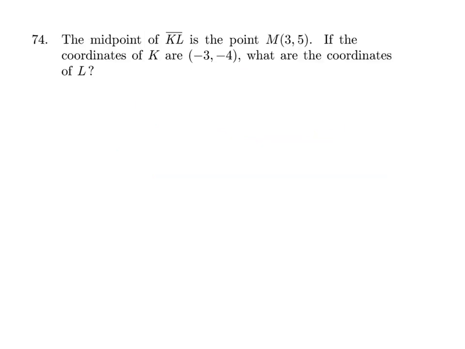All right, the midpoint of KL is the point 3, 5. All right, here's the midpoint. This is just like 73. If the coordinates of K are -3, -4, what are the coordinates of L? Okay, so I have to plug the values into the midpoint formula.